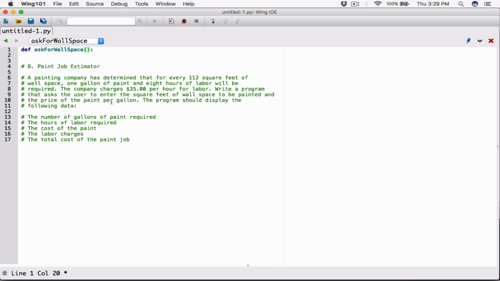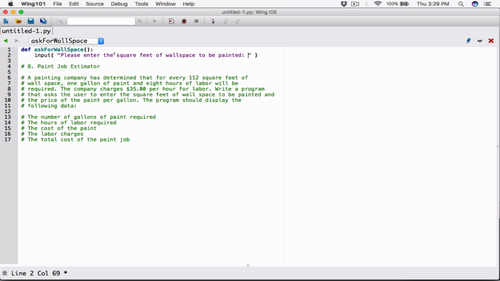When this function is called, all we want to do is ask the user for the wall space, right? So I'm going to go ahead and type the input function. The input function is basically going to display a message to the user and allow the user to type in something back. So I am going to display this message to the user and say, please enter the square feet of wall space to be painted.